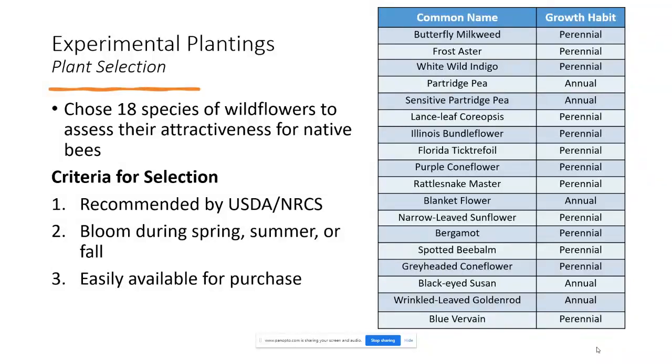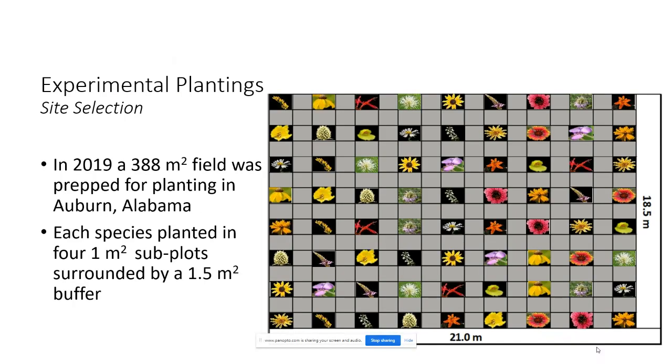And there are three criteria for why we selected them. One, they're recommended by the USDA NRCS to be attractive to bees. They bloom during the spring, summer, or fall, and they are very easily available for purchase. We want to make sure that whatever recommendations we are making, you can buy them, that you can find the seed, that you can buy the plants, that they're not overly expensive. That's really important to us because we want to be able to promote these plantings as much as possible.